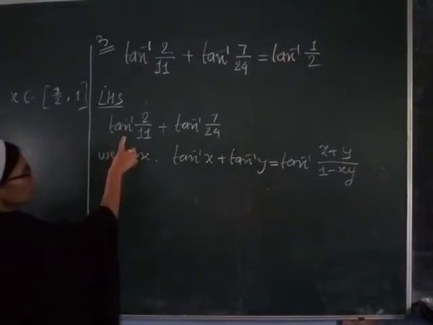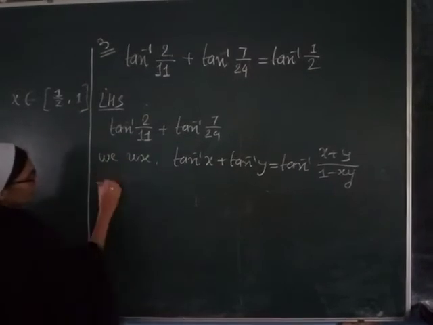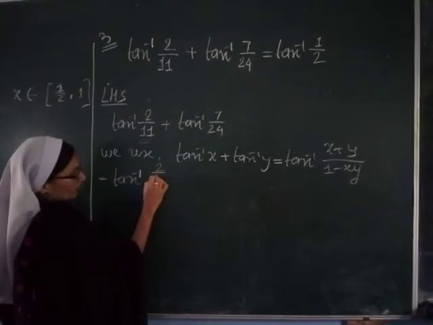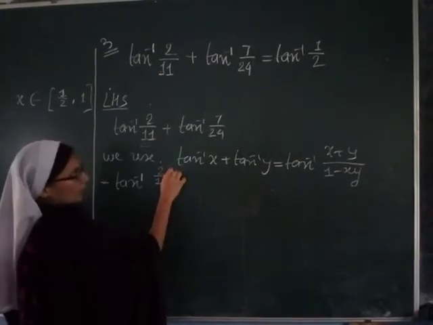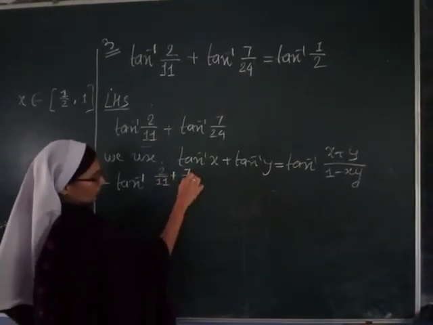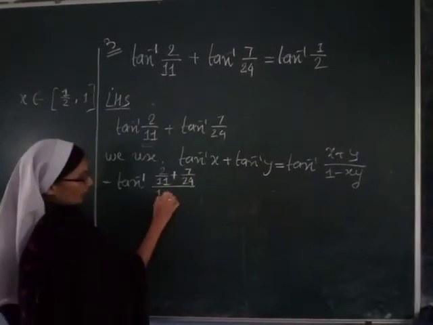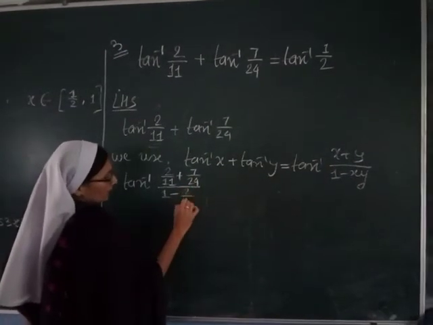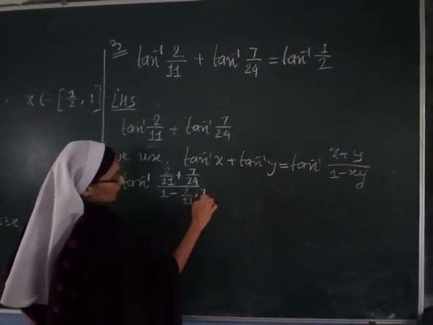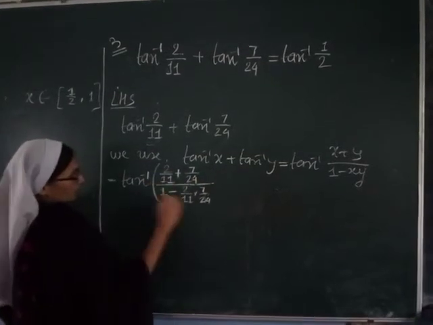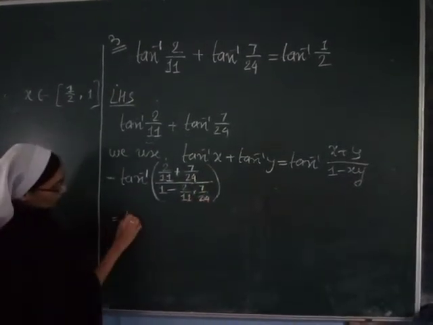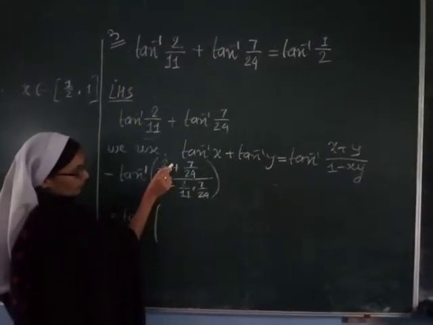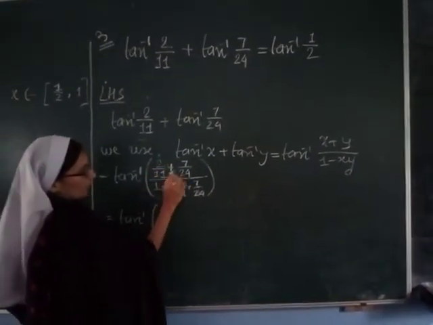We shall use this because it is tan inverse and tan inverse. So I shall apply here tan inverse x. This is my x, so 2 by 11, plus 7 by 24, which is y, divided by 1 minus x into y. So x is this, y is this, so 1 minus 2 by 11 into 7 by 24. Let's put this in a bracket. Equal to tan inverse, you will take LCM here. Just cross multiply these two here: 24 into 2 and 11 into 7.